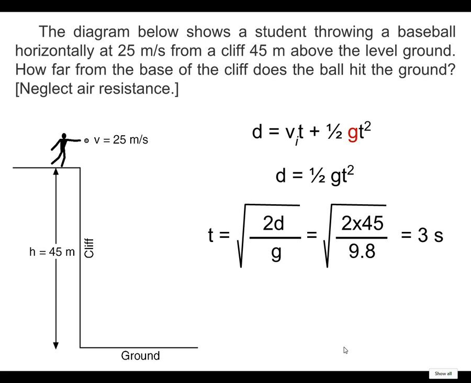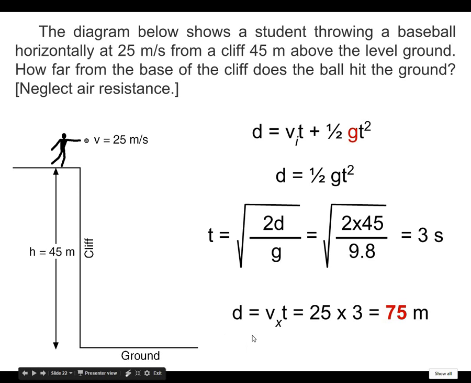Now, to calculate the distance traveled horizontally, we just apply the same formula and plug in numbers. Distance traveled by an object that is traveling at a constant velocity is the velocity of the object times the time that the object was traveling. So within 3 seconds at this velocity, the object would travel horizontally 75 meters. It would land 75 meters away from the base of the cliff.